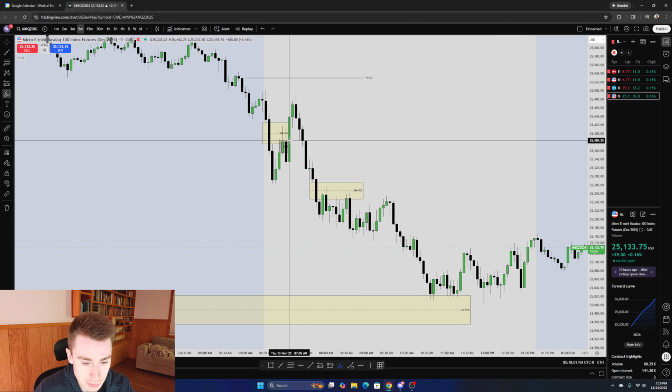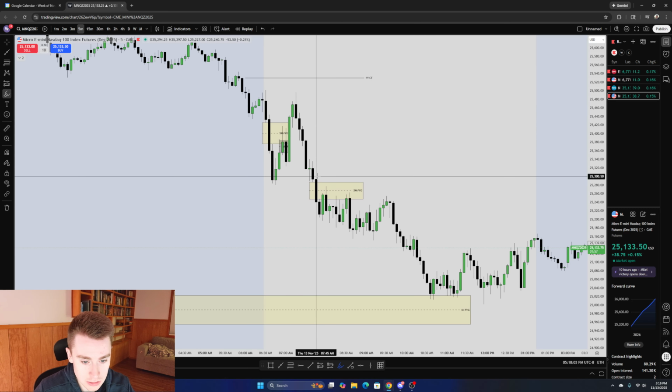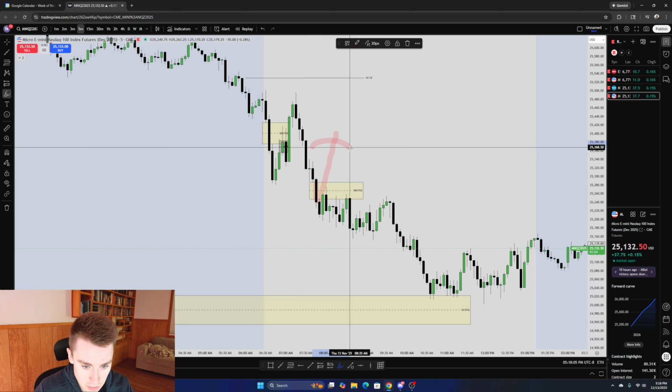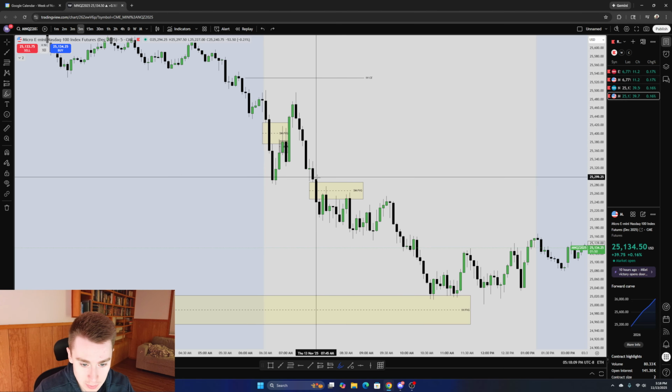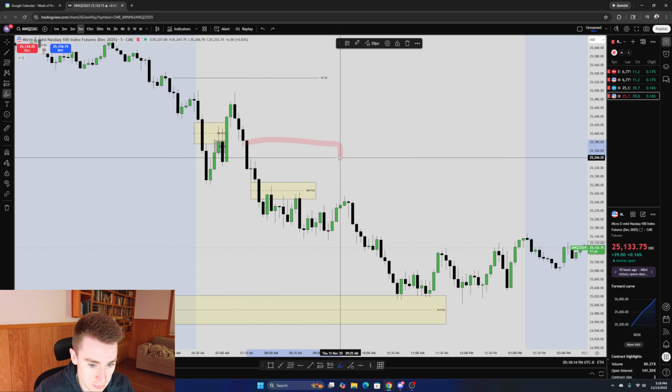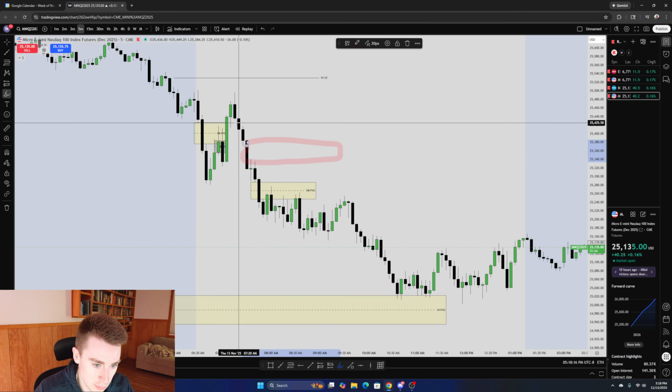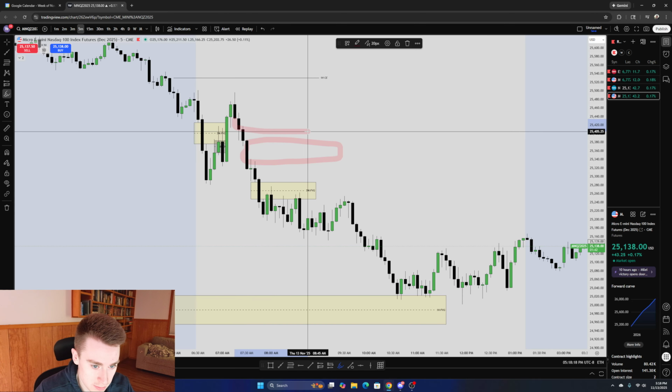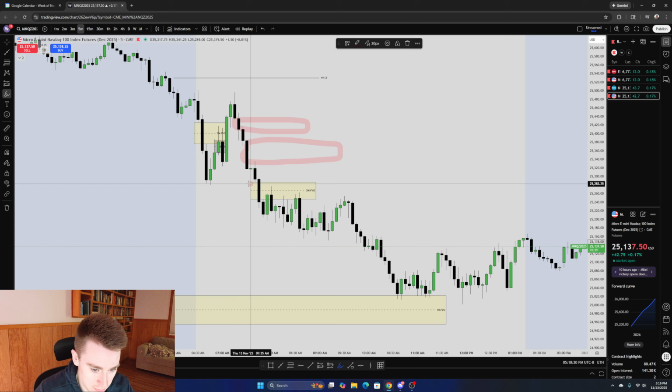the only opportunity we had after this was to retrace back up here because this was our area for the 15-minute gap, which we didn't get a tap into. So as you can see, this was the area for the 15-minute. As you can see, we have another 5-minute gap right here. And we have this 5-minute gap here.